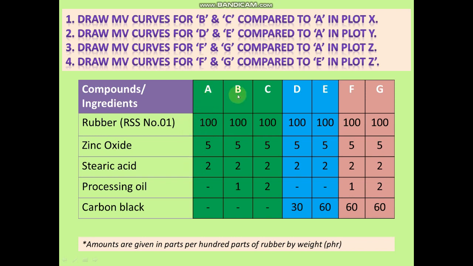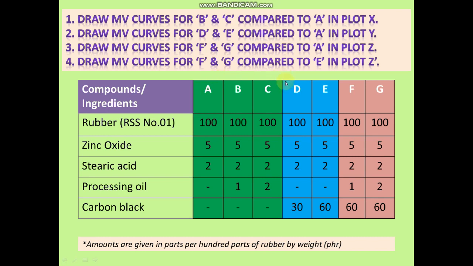If we take for example compound G, here you can see there are 100 parts of rubber. For that it contains 5 parts of zinc oxide, 2 parts of stearic acid, and 2 parts of processing oil, finally 60 parts of carbon black. Like that we can read the formulation. Okay, now the first question is to compare these three compounds. We need to compare B and C with respect to compound A. So how do we determine the Mooney viscosity of these three compounds?